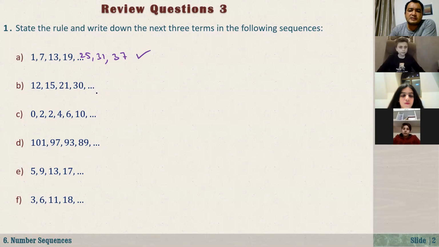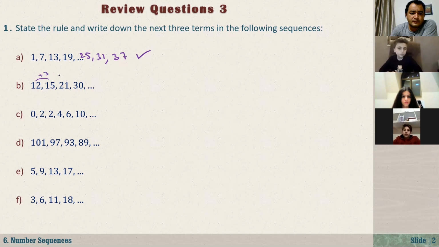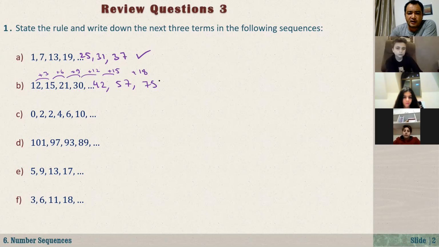Start with 12, 15, 30, 42. 12 and 15 have 3, and 6, 9, and it's 12 now. So it is 42, right? 42, and plus 15 is 57, and plus 18 is 75.